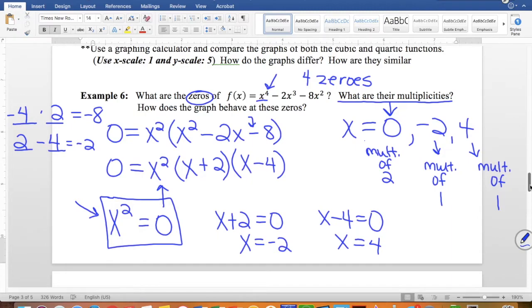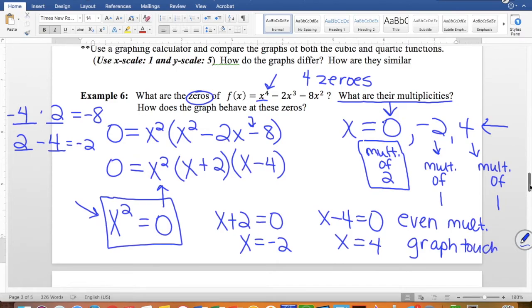Okay, so I'm going to talk really simply about how the graph behaves at these zeros. Well, if you have a multiplicity of 2, or a multiplicity that's even, I know this is going to be an x-intercept. I know all 3 of these are x-intercepts. That means it's where they cross or touch. We haven't really dealt with touching the x-axis and turning around. So an even multiplicity means the graph touches the x-axis and turns around.